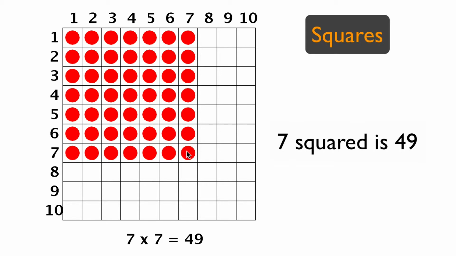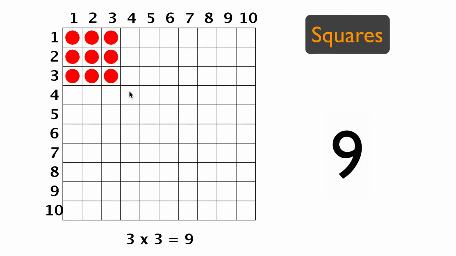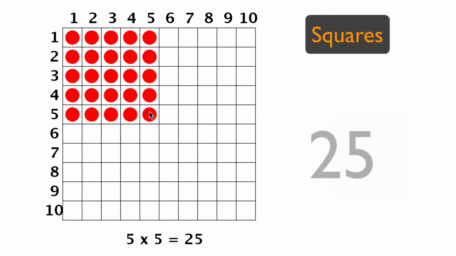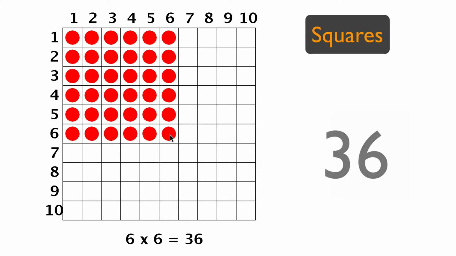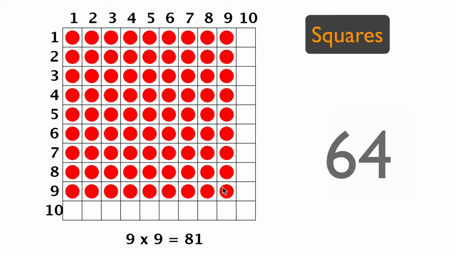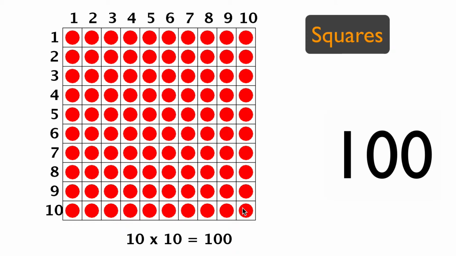So, which are the square numbers? They're the numbers that can be arranged into a square shape. For example, 1, then 4, 9, 16, 25, 36, 49 and so on. And here is 10 squared, which is 100. These are all square numbers.